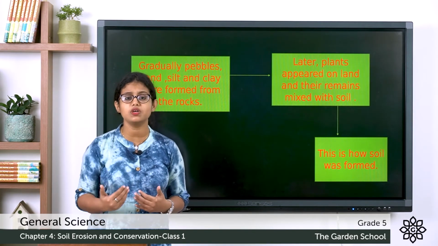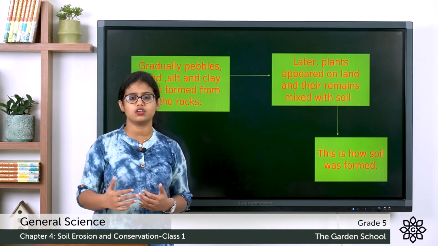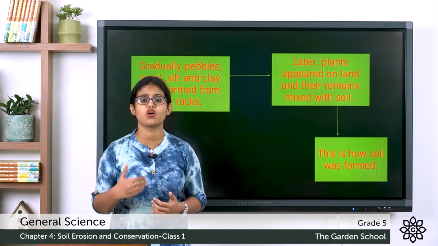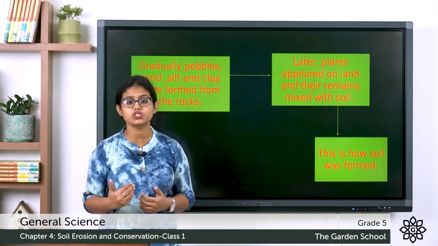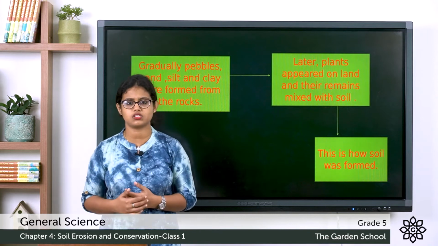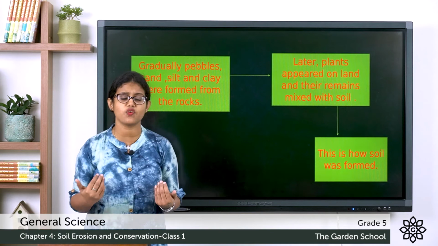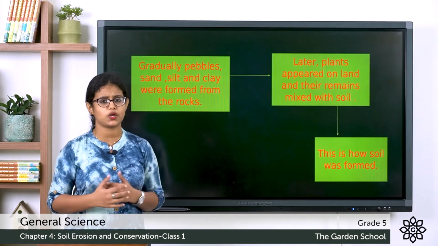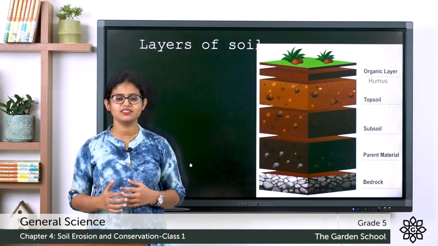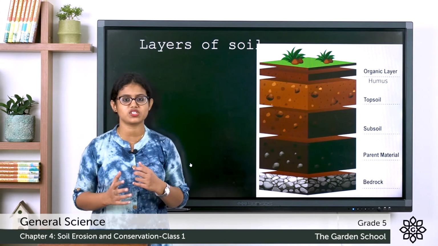Later on, animal life started on earth. So this is the formation of soil. This formation is a very slow process. We can even say it is an ongoing process. So the soil has formed millions of years ago. I hope you got an idea about the formation of soil.